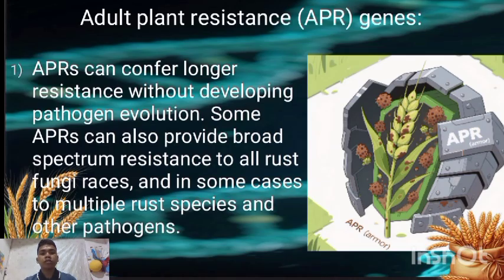And then the APR has multiple rust species that can be resisted, because it has a broad spectrum of resistance.